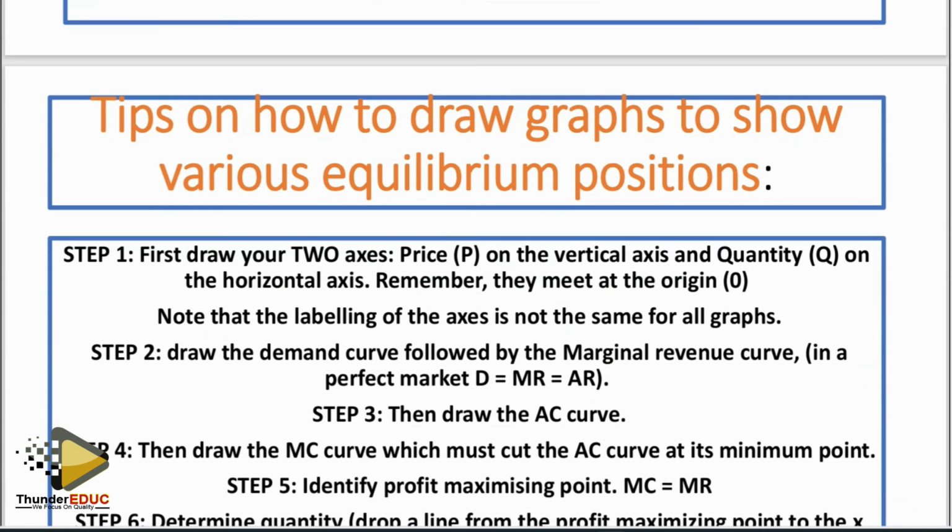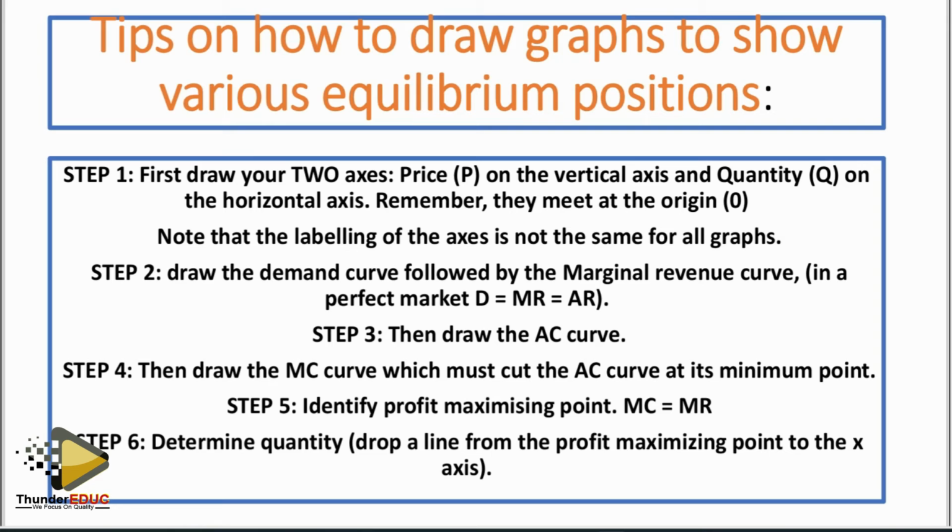So now let's check tips on how to draw graphs to show various equilibrium positions. If you still remember, great talks, I did say that whenever we talk of equilibrium in this regard, we check the intersection or the equality between our two variables. It can be the equality in line with demand and supply. It can also be equality of average revenue or marginal revenue with marginal cost or average cost. Okay, right.